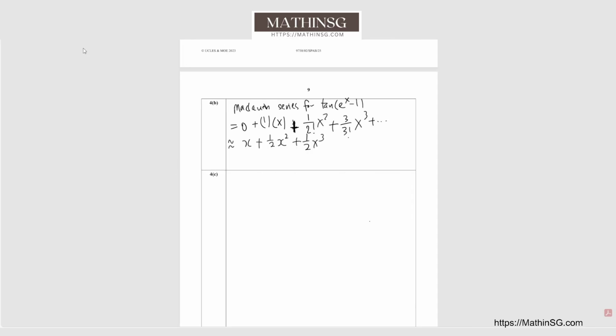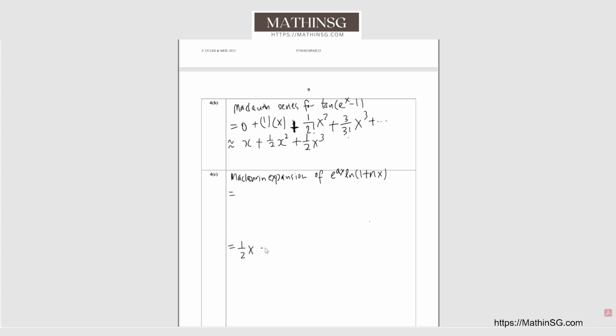In other words, we know that the Maclaurin expansion of e to the power of ax times ln(1 plus nx), the first 2 terms, is basically half x plus 1/4 x squared, because the first two terms of this expansion are twice as big as the first two terms of this expansion here. Okay, so this is what we are given.